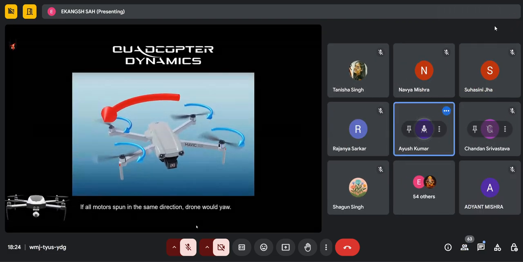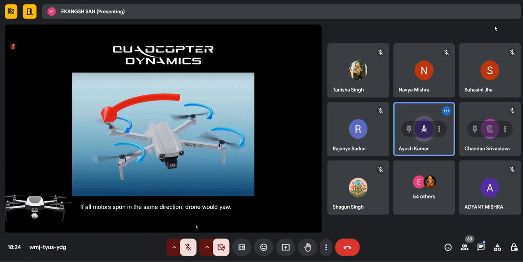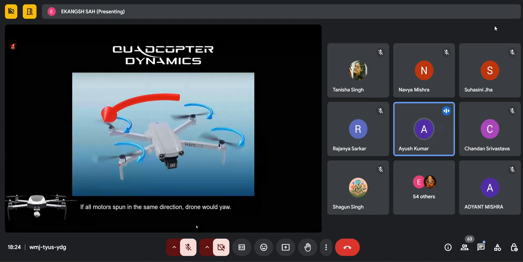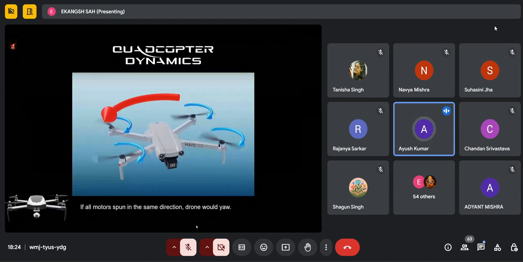But if we want the hover motion, meaning a still position without spinning, then it is not possible in this case, as there is no opposing torque and all the motors are generating torque in the same direction. So we will be discussing how the stable yaw can be achieved in the upcoming slides. Next slide.